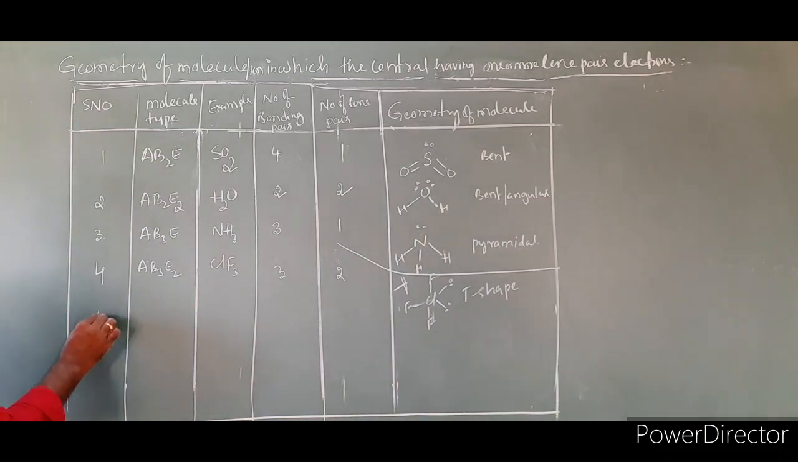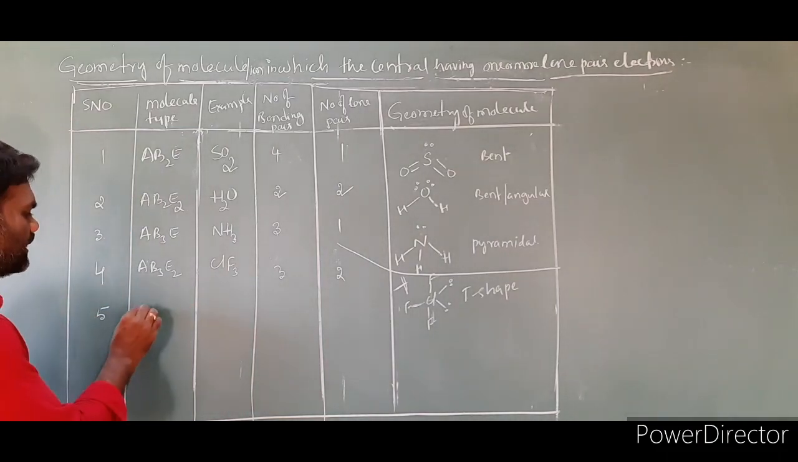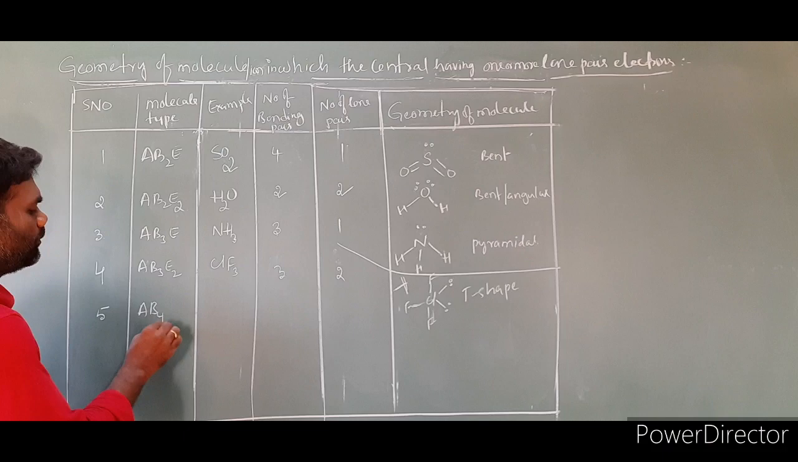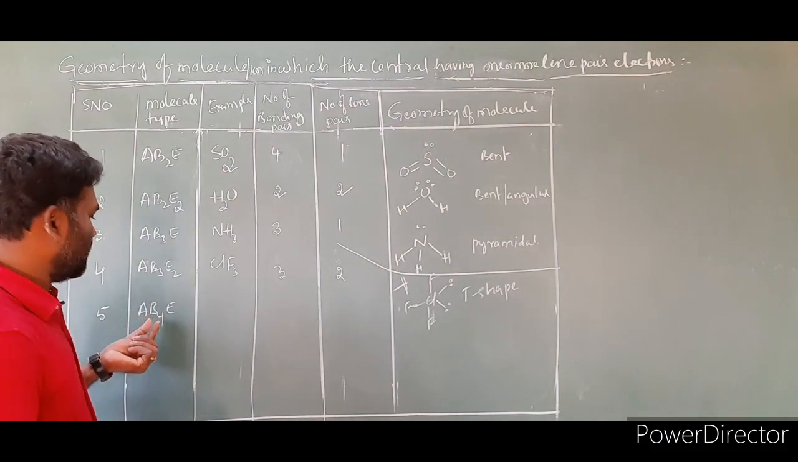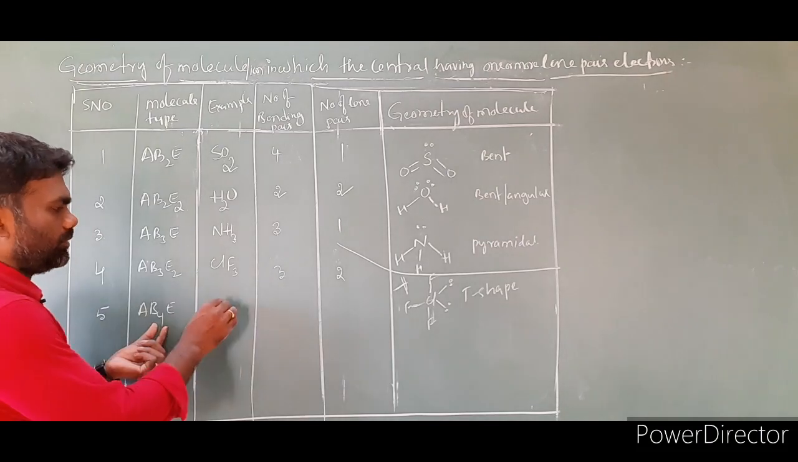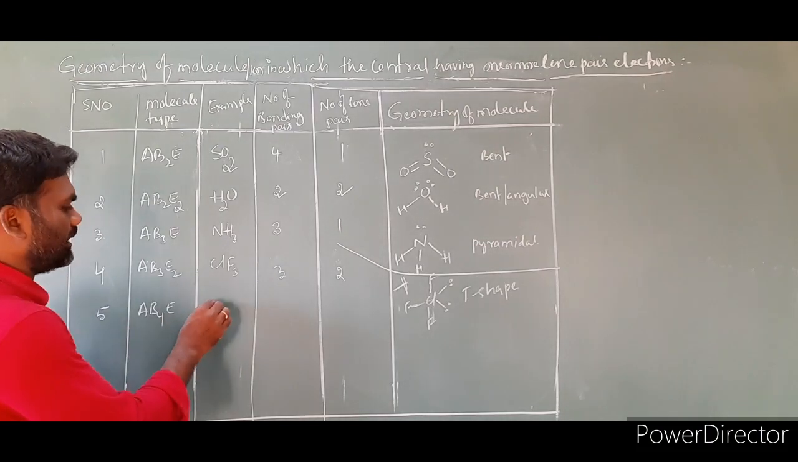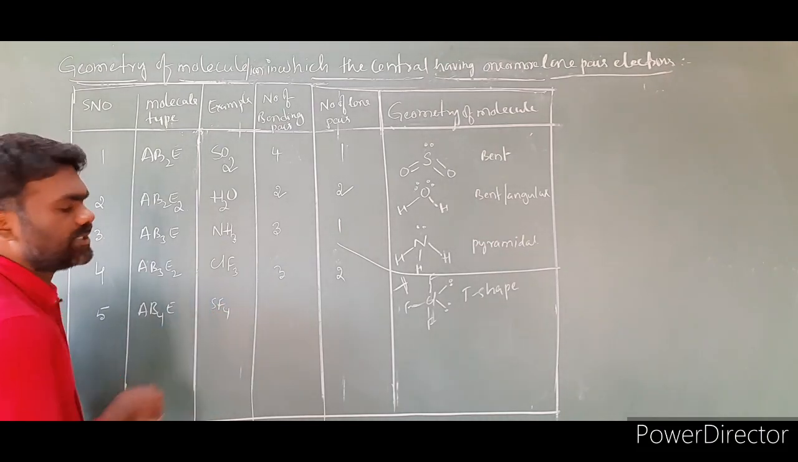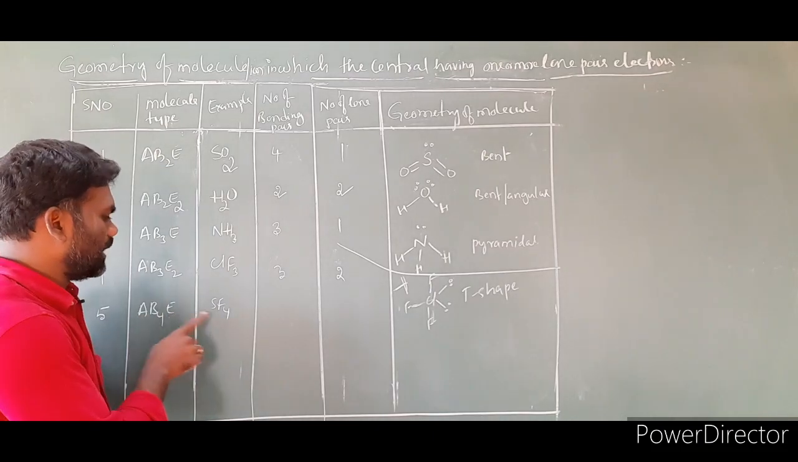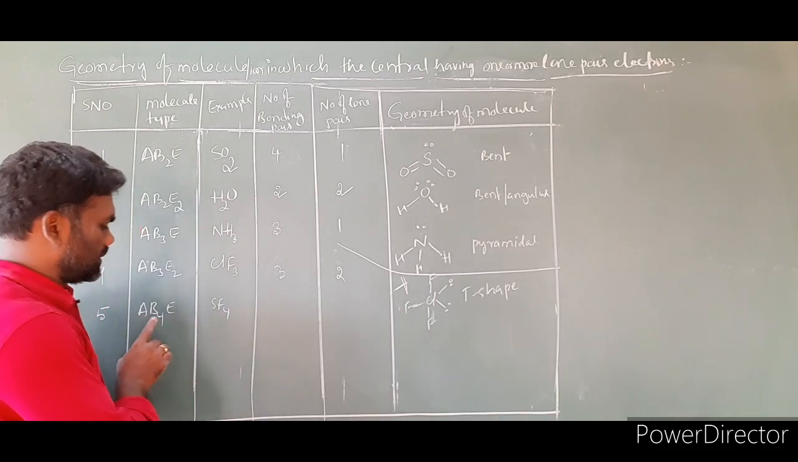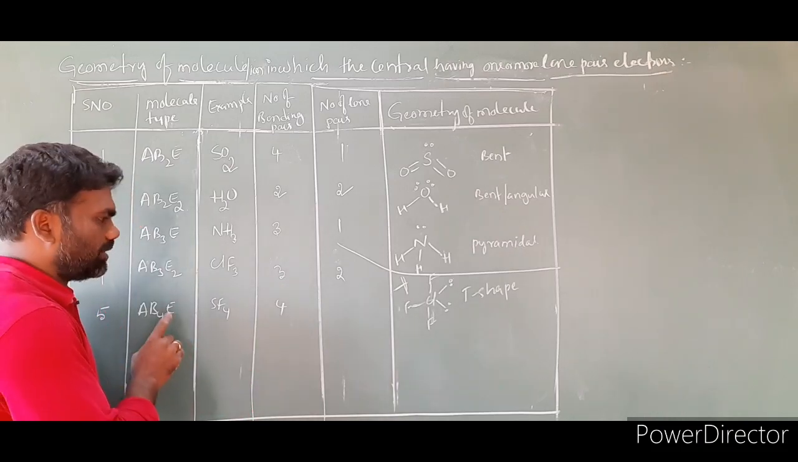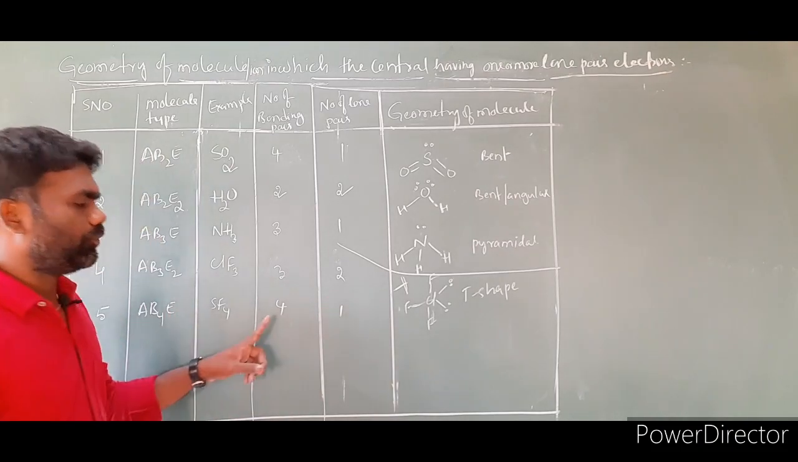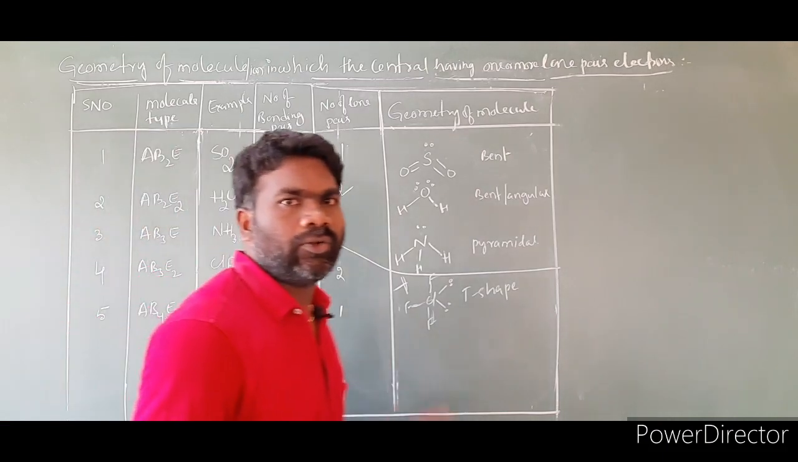Example number 5. I am taking an AB4E type. The number of bond pairs: B is how many? 4. Sorry, an AB4E type example you can take is SF4. AB4E type, SF4. The number of bond pairs: B4 is there, so the number of bond pairs is equal to how many? 4, isn't it? The number of lone pairs, how many? 1. So 4 bond pairs, 1 lone pair.